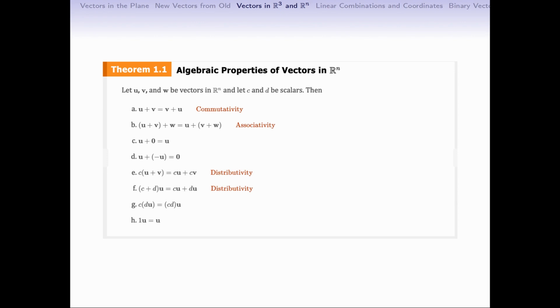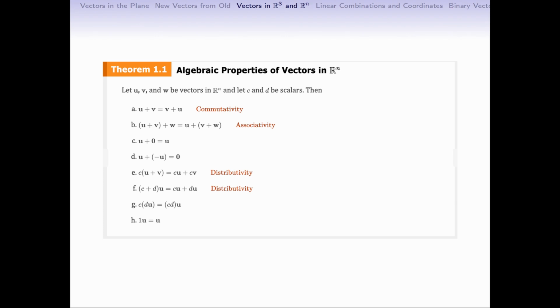Now, let's take a look at each of these parts A through H in some detail and make some comments on each of them. So, part A, we already saw this result in 2 dimensions, and it's saying that this is just true in general, that when I add vectors, u plus v, that is the same as adding them in the order v plus u. So that's the usual commutative law for addition, and it says vector addition satisfies the commutative law.